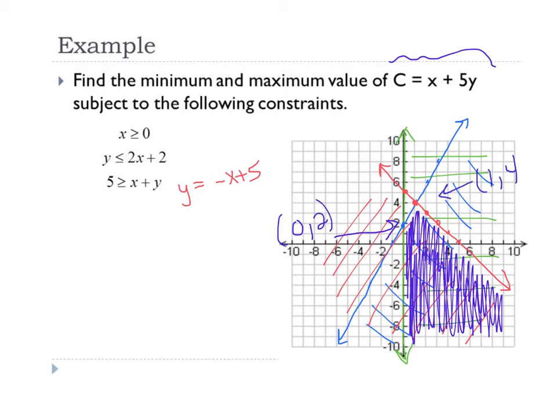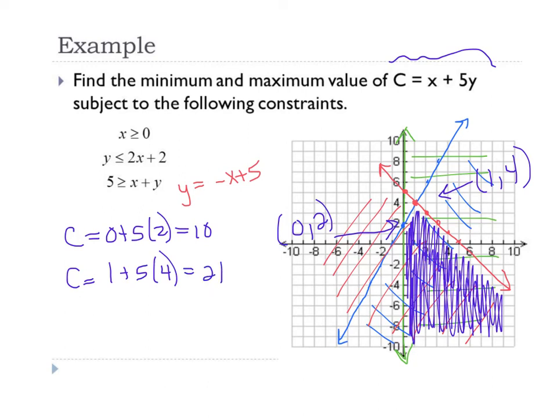And by the way, if you couldn't find your vertices, you could do a system of equations and solve for them. And we're going to test both of them in our objective function. So C equals 0 plus 5 times 2. So there's 10. And C equals 1 plus 5 times 4. There would be 21. Now, maximum value, we're going to go with 21.